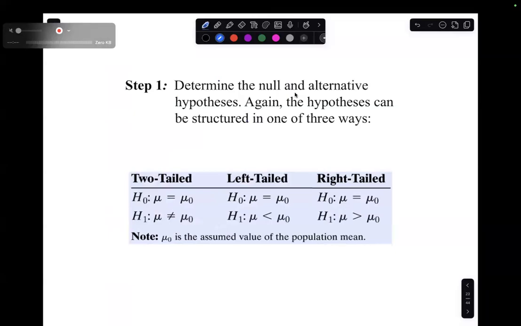This is all the same. We're just using mean instead of population for my two-tailed, left-tailed, and right-tailed. It's all the same.